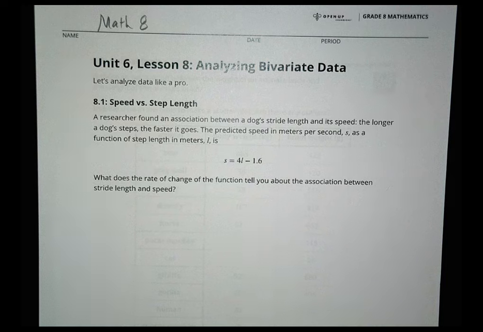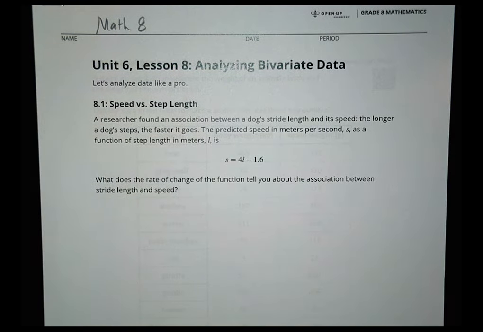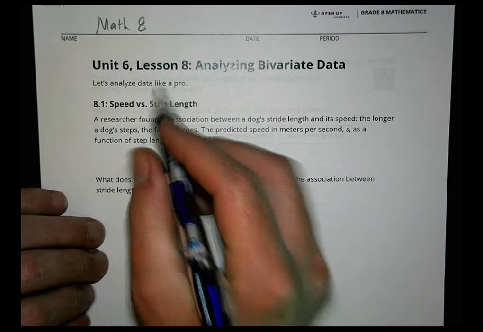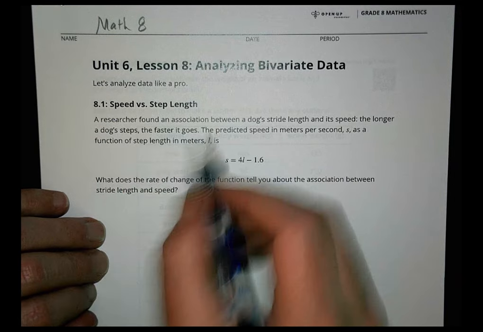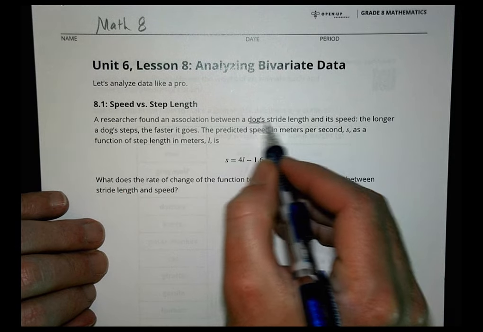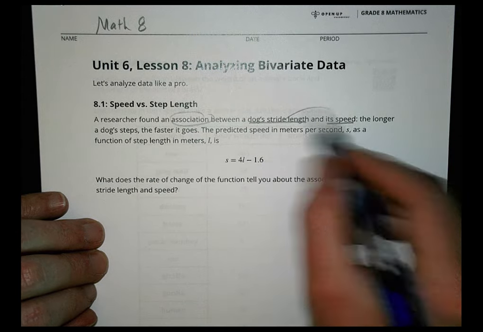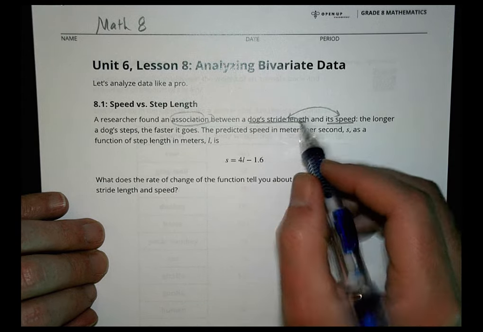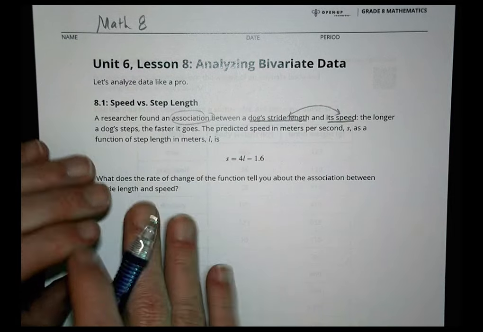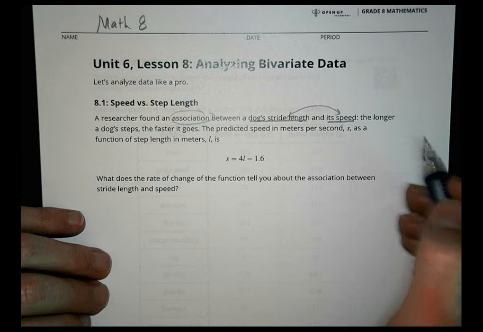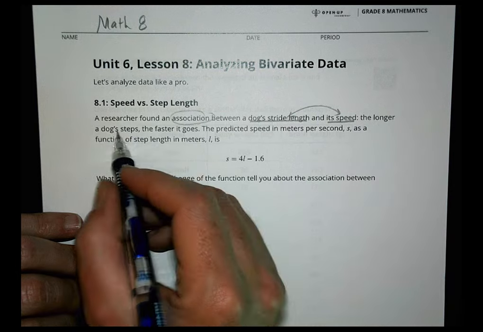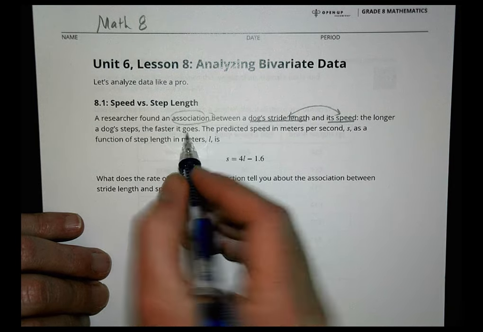Hey, this is Math 8, Unit 6, Lesson 8, Analyzing Bivariate Data. Alright, so it says speed versus step length. A researcher found an association between a dog's stride length and its speed. So he found an association, that means there's a connection between the length of how far a dog strides, meaning how long its step is, and its speed. The longer a dog steps, the faster it goes.